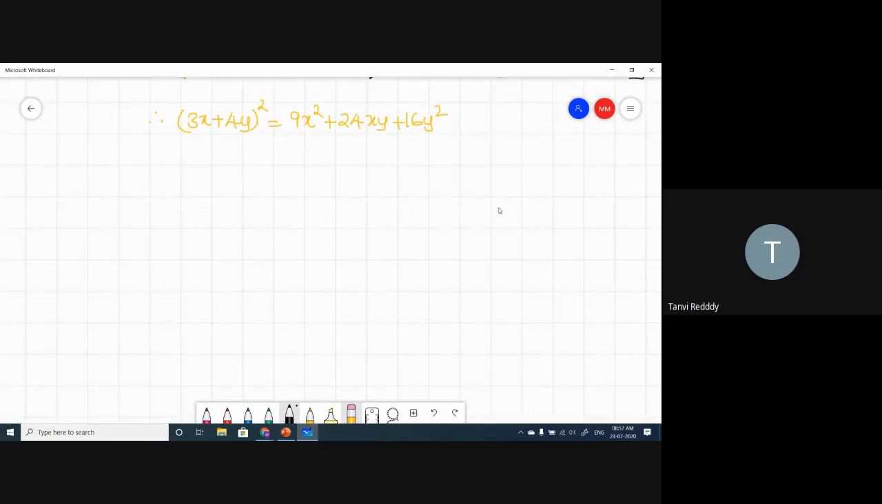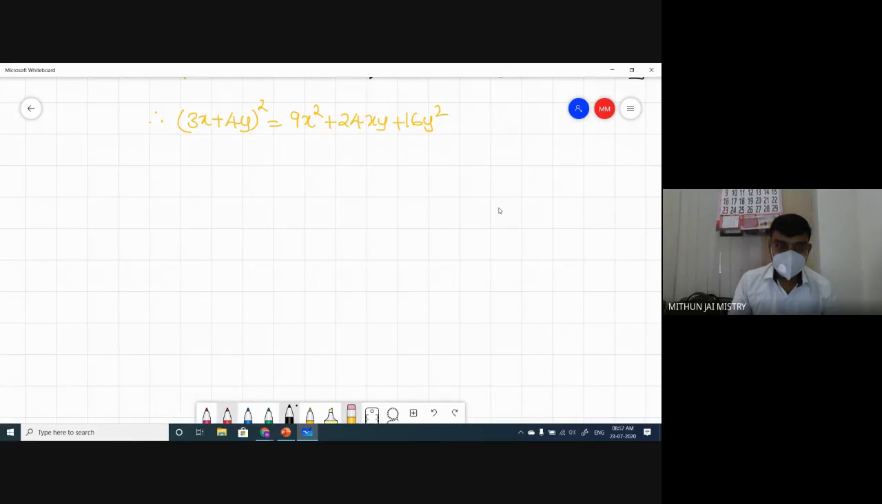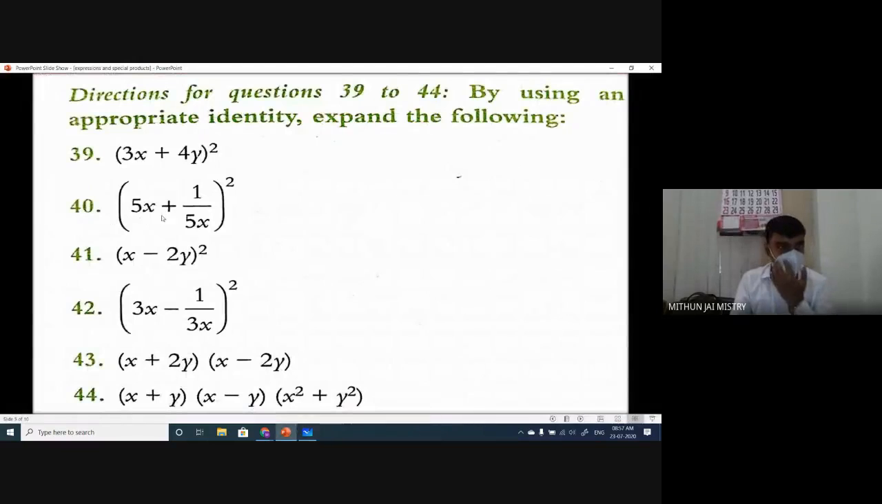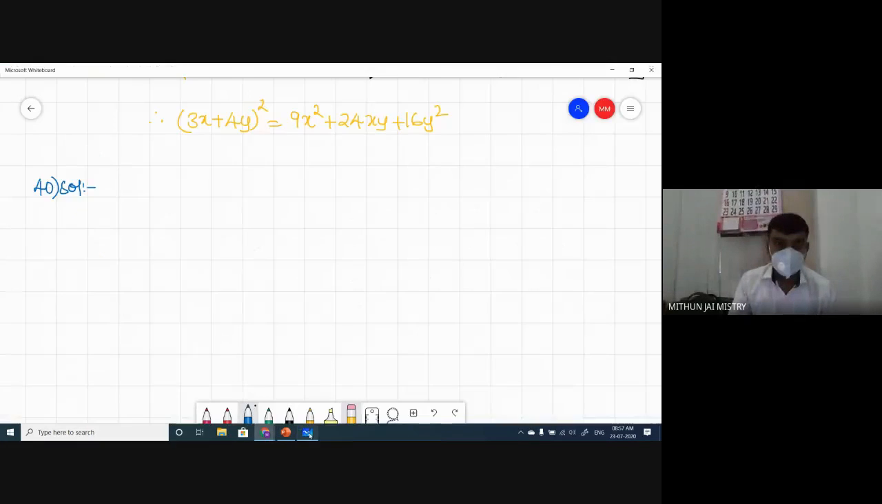So done. Now let me take the 40th question, guys. So 40th solution. What is the 40th question? Have a look. The 40th question is 5x plus 1 by 5x whole square. Wow, good question. 5x plus 1 by 5x whole square. Sorry, I forgot to write here the given. We need to write that.